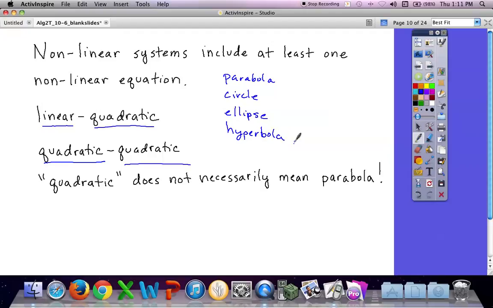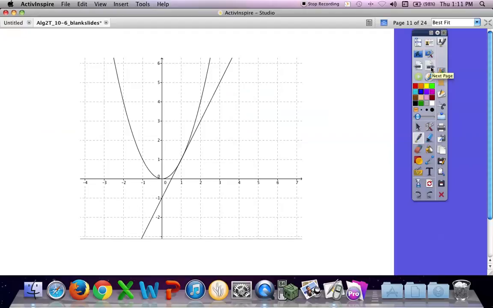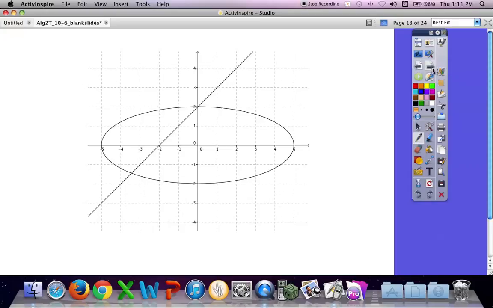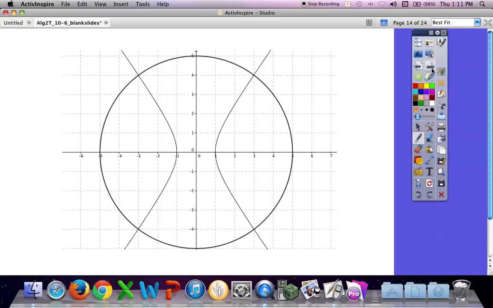So the systems, as you look at them, can look like that's the intersection. It does look like it's intersecting of a parabola and a straight line, right? There's a parabola and a straight line. There's an ellipse and a straight line. Looks like two intersection points. Okay, you see the circle. That is obviously a circle.